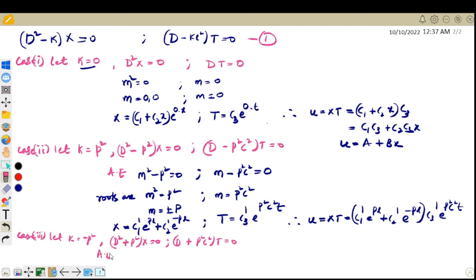So what are the auxiliary equations? Auxiliary equations are m square plus p square equal to 0, m plus p square c square equal to 0. Roots are m is equal to plus or minus i p, and m is equal to minus p square c square.